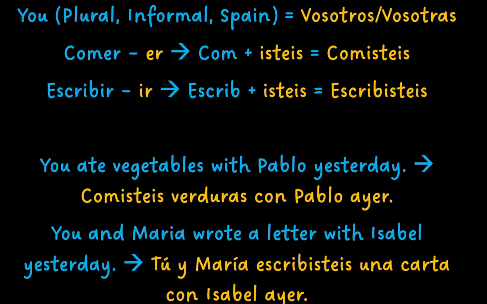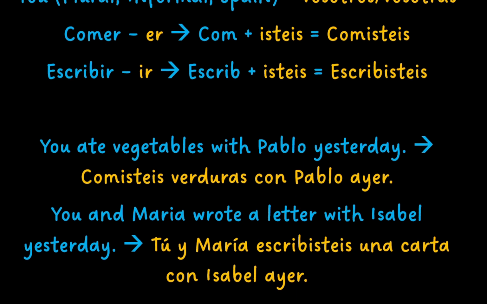You in Spanish when speaking to multiple people informally and in Spain is vosotros or vosotras. And to conjugate this, we drop the ER and IR endings and add ISTEIS. So to say you ate, comer becomes comisteis, and to say you wrote, escribir becomes escribisteis. You ate vegetables with Pablo yesterday is comisteis verduras con Pablo ayer. You and Maria wrote a letter with Isabel yesterday is tú y María escribisteis una carta con Isabel ayer.